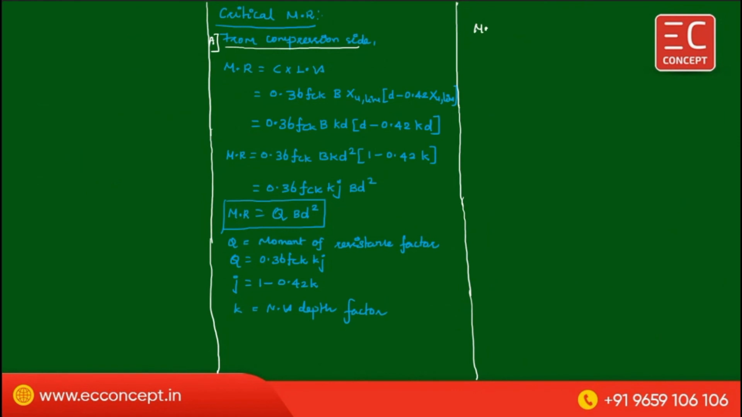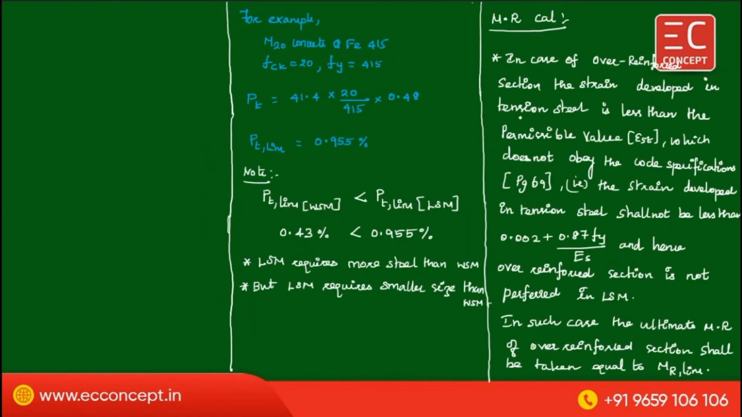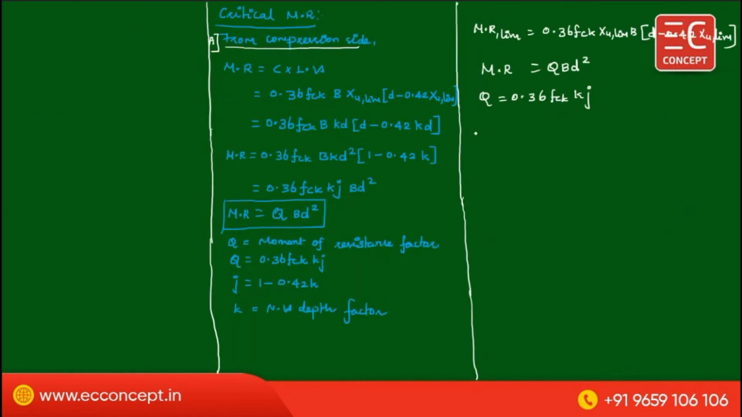So the code says MR limit, which is the same as for the balanced section: 0.36 FCK XU limit into B into D minus 0.42 XU limit. After solving, this is QBD square. We have seen this, right? What is Q? 0.36 FCK times XU limit by D into one minus 0.42 XU limit by D. So this is understood. This is the moment of resistance calculation, but if you take it from the tension zone, this is from the compression zone, from the compression side.